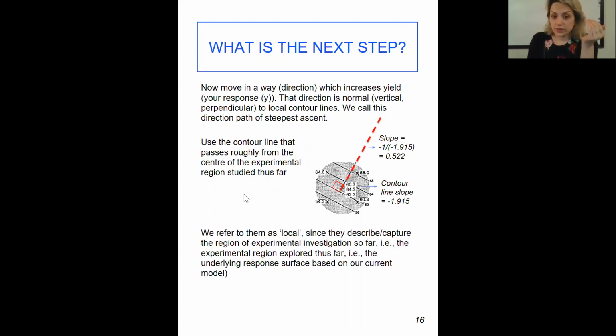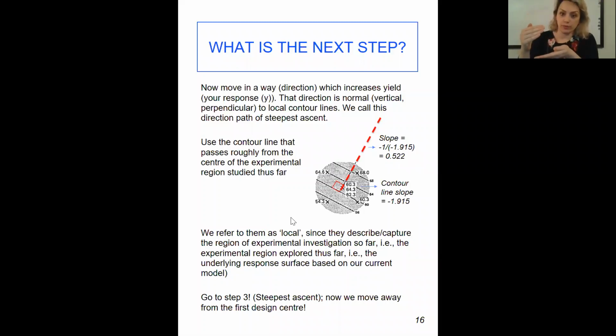So we refer to them as local since they describe or capture the region of experimental investigation so far. The experimental region explored the underlying response surface based on our current model. And then after this, we found this line, right? And we see that it's increasing, and we are looking for the optimum value. We would go to step 3, and if you go to the approach, you will see that it's 3A. We say that if there is no curvature, we go to 3A, which is the steepest ascent or descent. Here it is ascent because it's increasing.